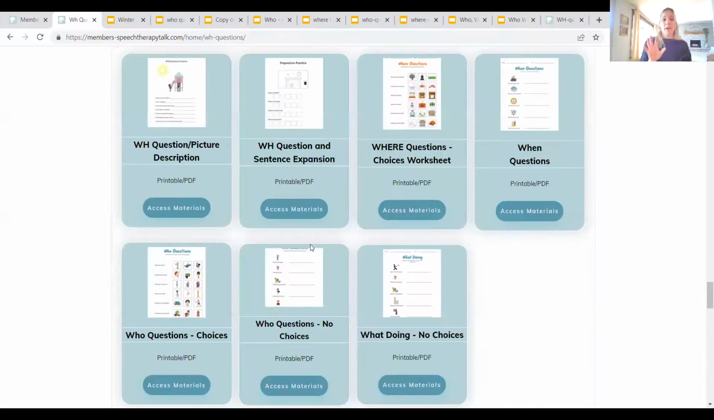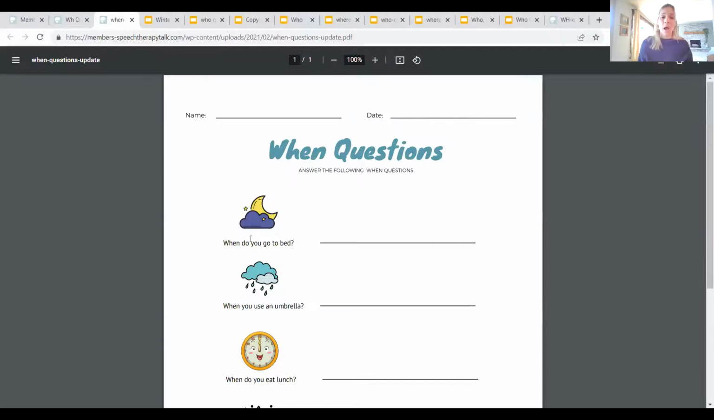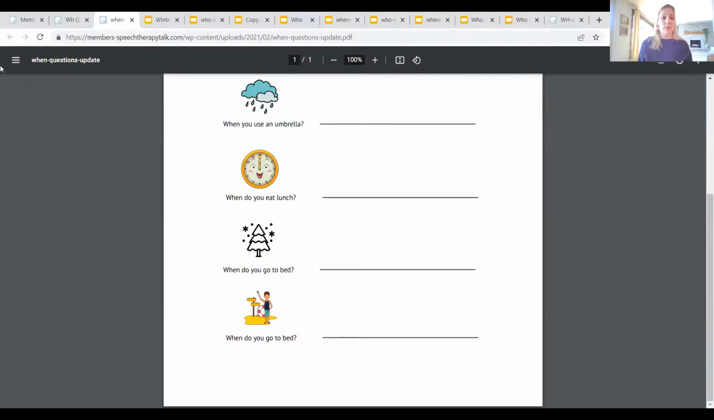All right, then the very last is WH worksheet. So this is the more typical thing that you've probably seen and have, but these are different worksheets that you can do in speech therapy. You can send them home. We have a lot of options here. You can write when questions. So let's click on when. When do you go to bed? They can answer the question. This one, you have choices.